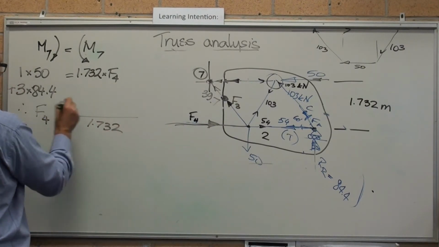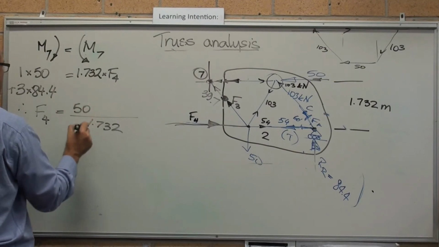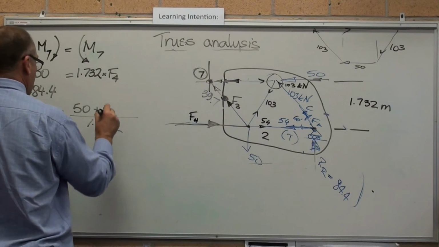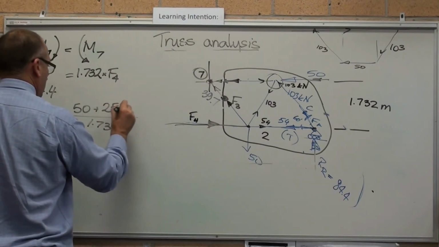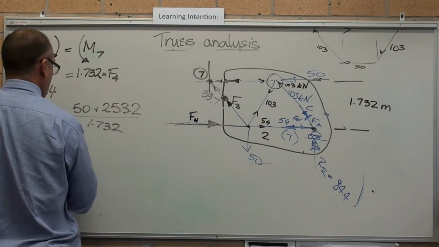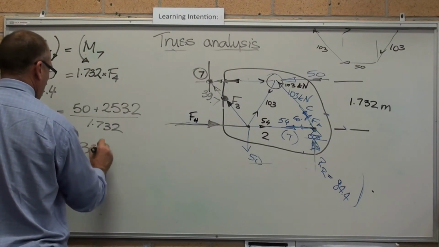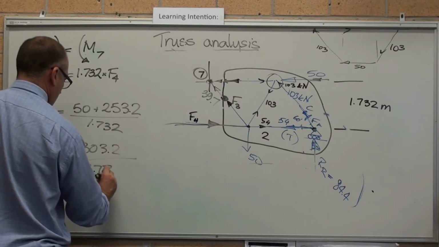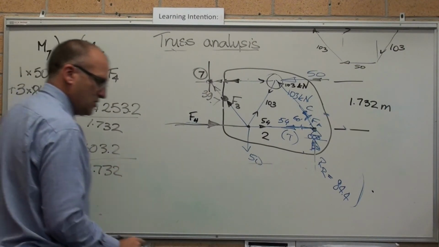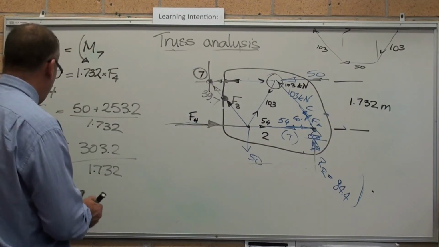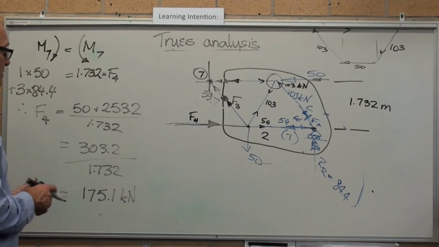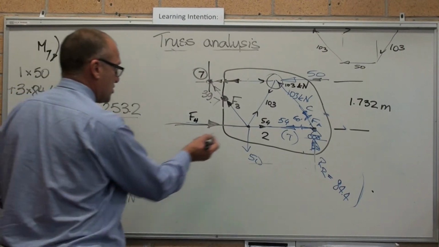let me just do the maths. 1 times 50 is easy enough. 3 times 84.4 is 253.2. Equals 303.2, divided by 1.732 equals 175. Now that's positive, which means I got my direction correct, so it's compression.